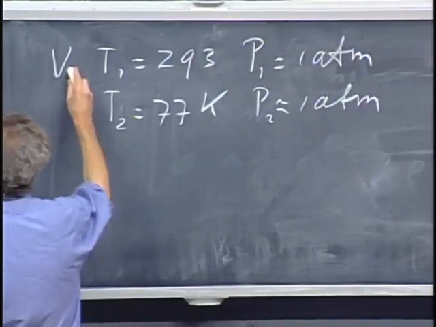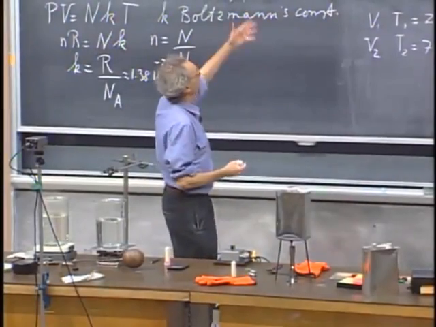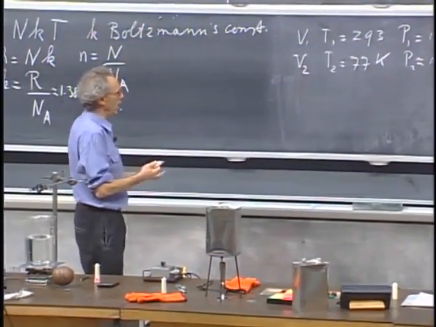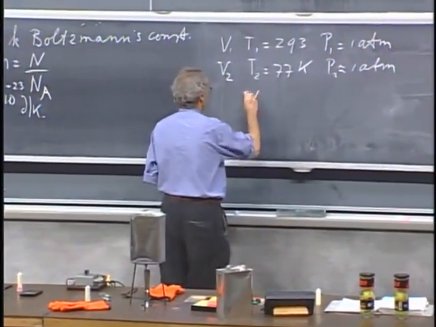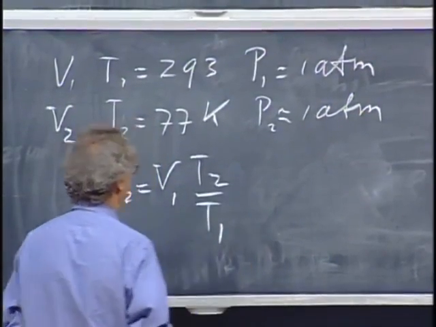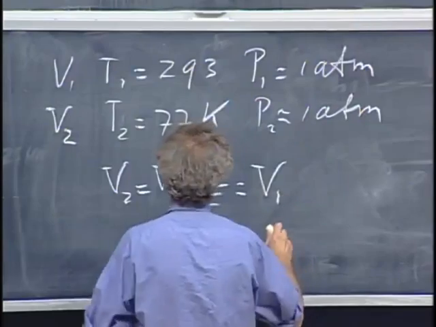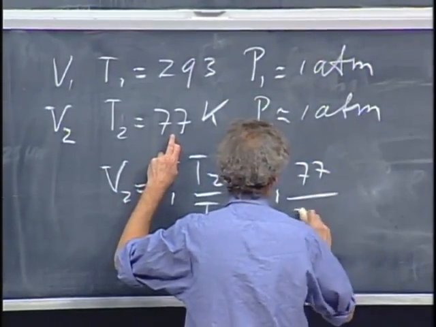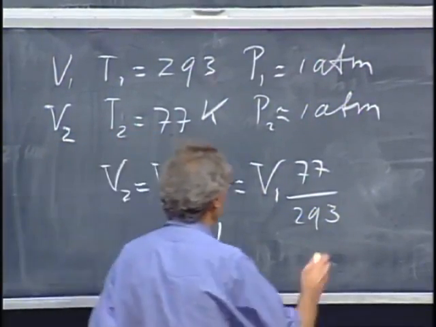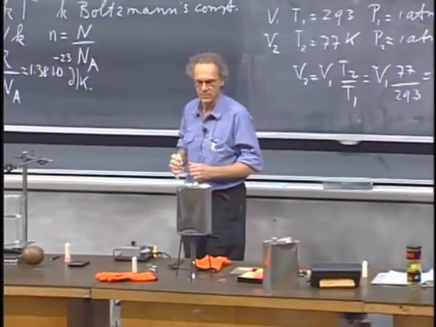And so I want to know what the volume is, how much they're going to shrink. Well, I apply the ideal gas law, and the number of molecules is not going to change. R is not going to change. So the new volume is going to be the old volume times the new temperature divided by the old temperature. And so that is the old volume times 77 divided by 293, if the ideal gas law holds. And that is 1/4 of V1. So the volume becomes 4 times less.